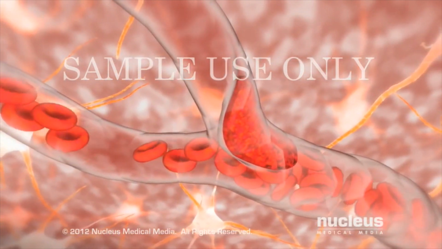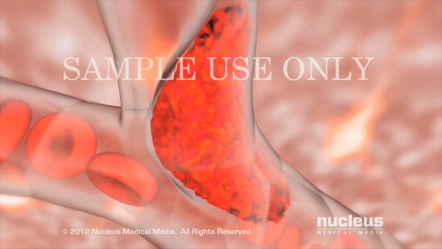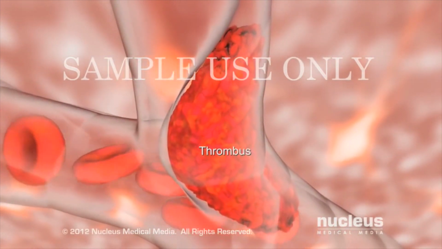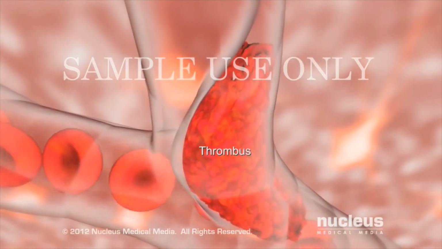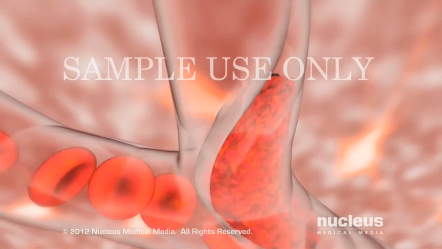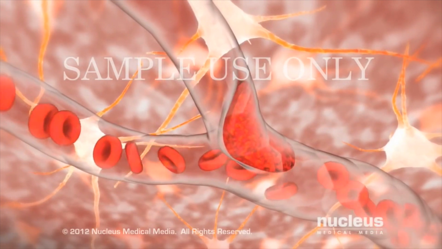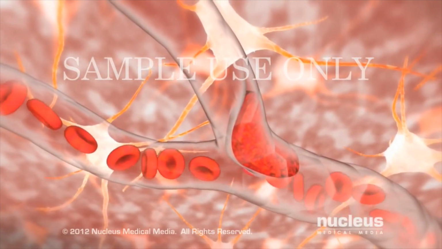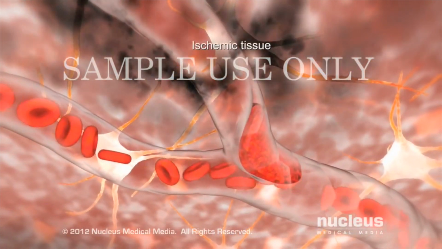The first, thrombotic, occurs when a blood clot, or a thrombus, forms and restricts blood flow in an artery that supplies blood to the brain. The brain tissue in which the artery supplies blood to becomes starved, or ischemic, which causes brain tissue to die.